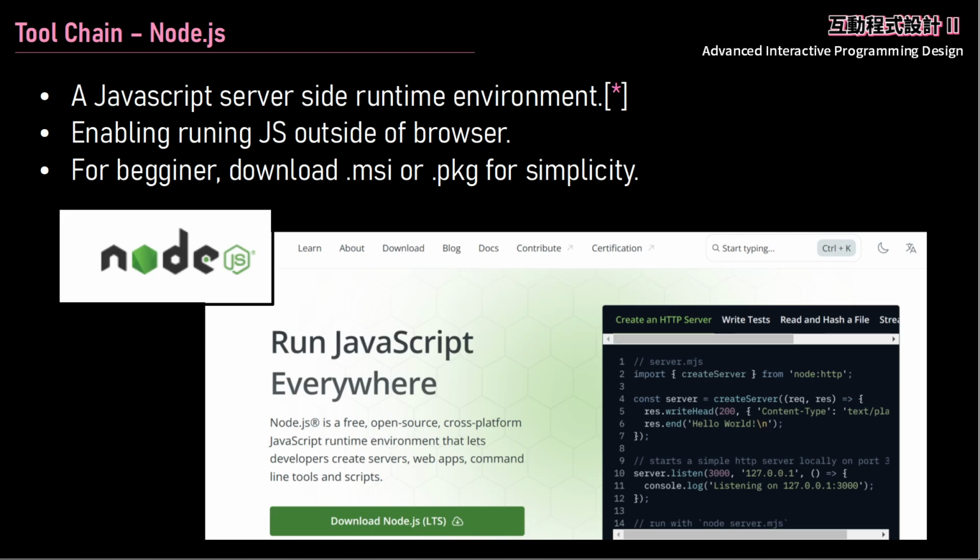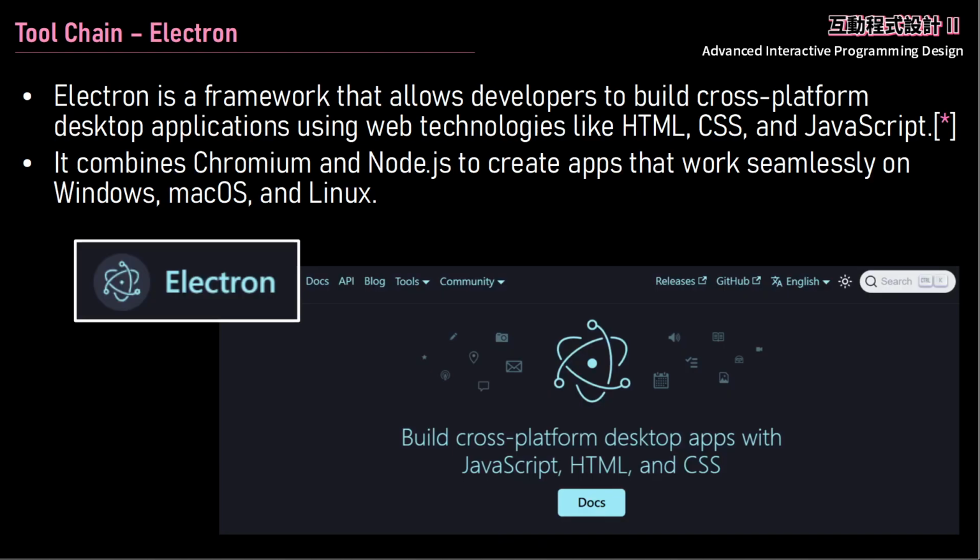Okay, does everybody already install the Node.js? Okay, I think everybody has installed the Node.js. All right, next. The next one, we don't need to install right now, because for each project, we're going to install it independently. Every time we initiate a new project, we're going to download the Electron again.